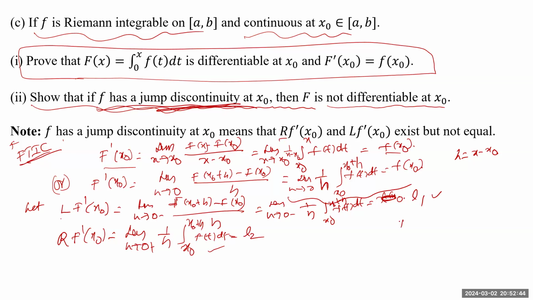Jump means f has a jump discontinuity if and only if L1 is not equal to L2. If L1 is not equal to L2, what will happen? The limit does not exist. So when it does not exist, capital F is not differentiable at the point x naught. So when L1 is not L2, then F is not differentiable at x naught.